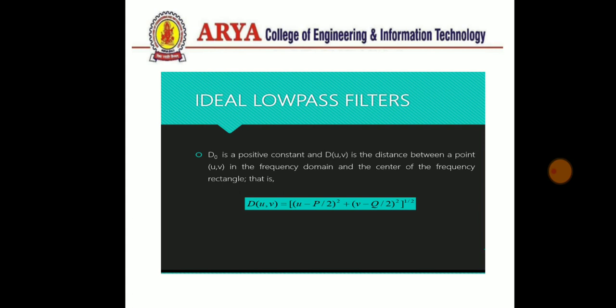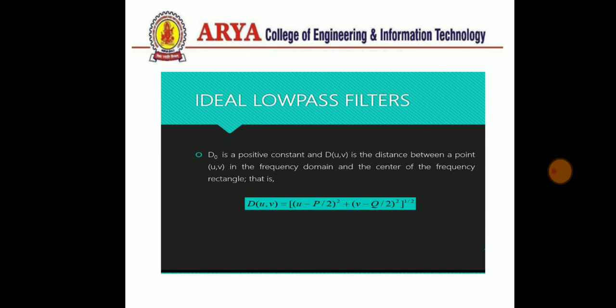Now in this ideal low pass filter, the D naught, which can be expressed as the radius, is a positive constant value, and D(u,v) is the distance between a pixel, denoted by (u,v), in the frequency domain and the center of the frequency rectangle. This distance can be measured using the formula: D(u,v) equals the square root of (u minus P/2) squared plus (v minus Q/2) squared.